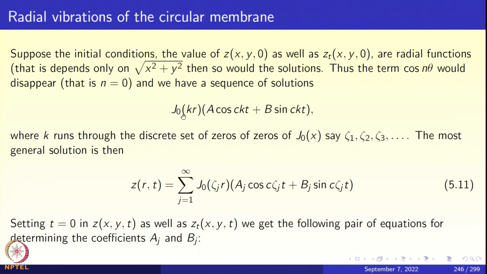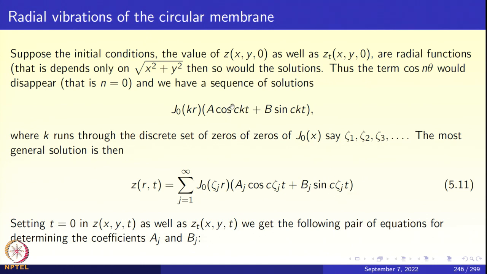Remember n is 0. J naught of kr into a cos ckt plus b sin ckt. K runs through the list of zeros of J naught: zeta 1, zeta 2, zeta 3, and so on. The most general solution is a superposition of these things, namely z(r,t) equals the summation j from 1 to infinity J naught of zeta j r, correspondingly there will be a_j cos c zeta j t plus b_j sin c zeta j t.